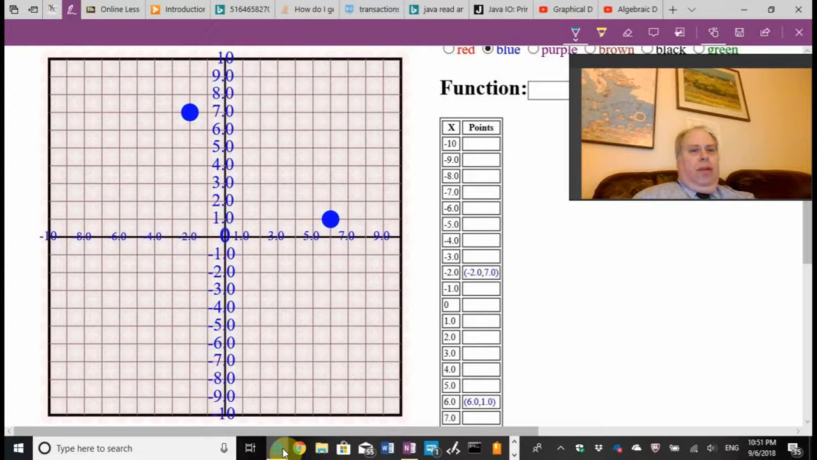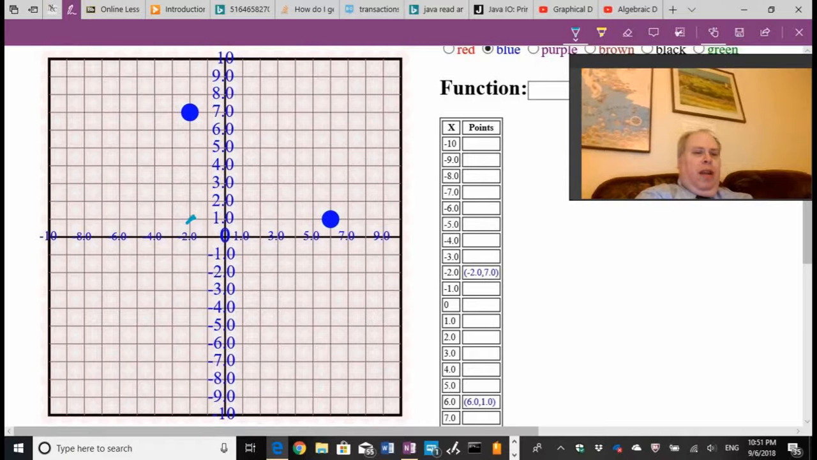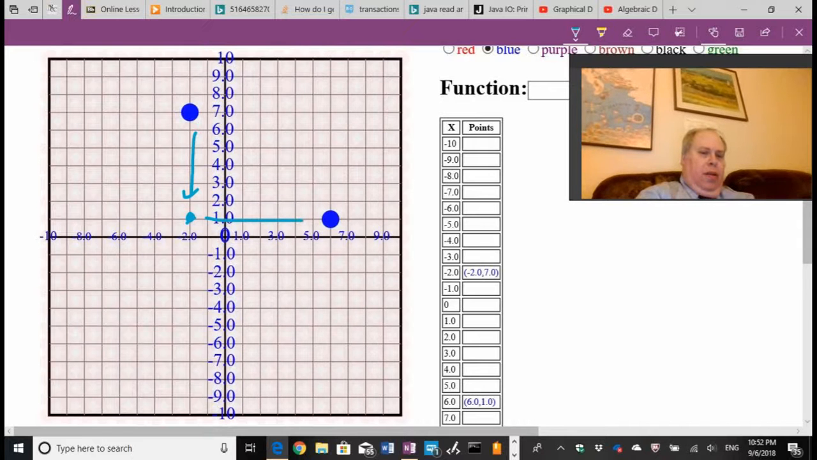And what I'm going to do, once again, when we want to deal with 2-point problems, and I often am interested in making a triangle. So that's what I'm going to do here. I'm going to take this point and use it to create a right triangle. And so if I want to go from (-2, 7) to (6, 1), I'm first going to go down to (-2, 1). And then I'm going to go to (6, 1).